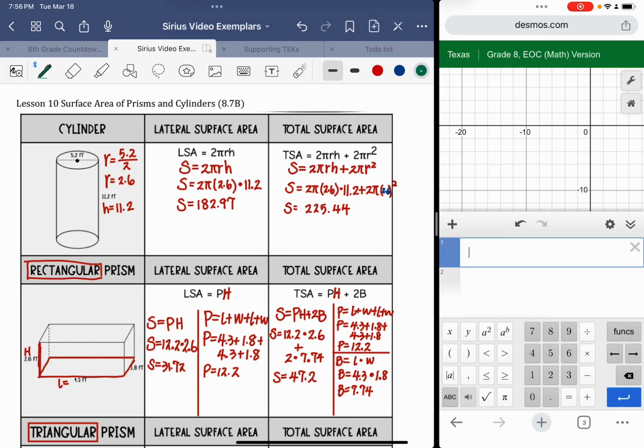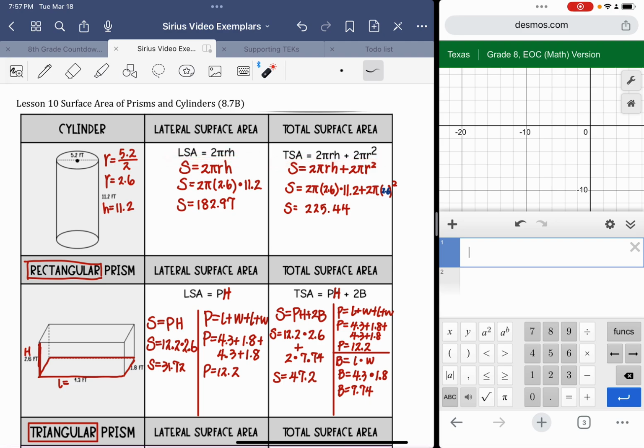Let's take a look at lesson 10, which is the surface area of a prism and cylinders, 8.7b. In this topic, we have three different shapes. The first one is a cylinder. Again, we will need to figure out the lateral surface area or the total surface area. Lateral surface area, we have the formula S equals 2 pi r h, which should already be in the reference chart. Total is S equals 2 pi r h plus 2 pi r squared.